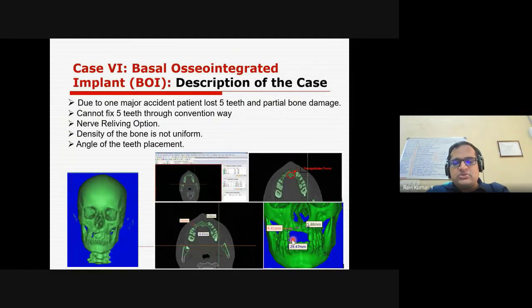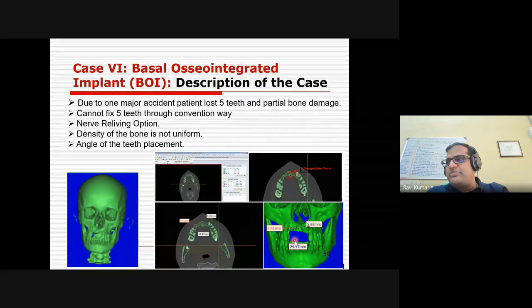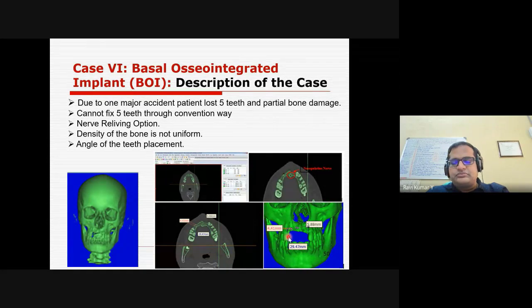Because he lost 5 teeth because of the accident, and along with the teeth, the bone also got damaged. And this is with the CT scans which we have reconstructed.